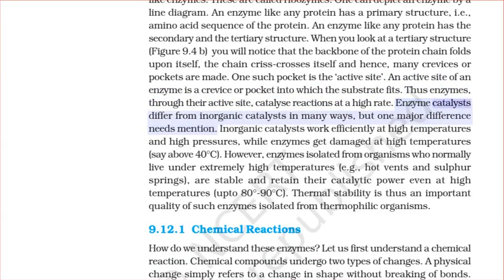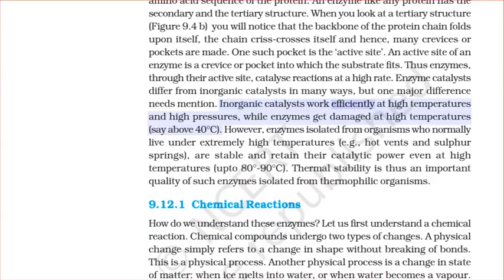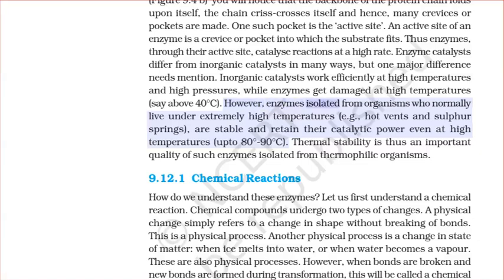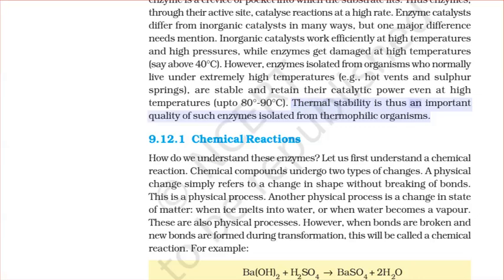Enzyme catalysts differ from inorganic catalysts in many ways, but one major difference needs mention. Inorganic catalysts work efficiently at high temperatures and high pressures, while enzymes get damaged at high temperatures, say above 40 degrees Celsius. However, enzymes isolated from organisms who normally live under extremely high temperatures, e.g., hot vents and sulfur springs, are stable and retain their catalytic power even at high temperatures, up to 80-90 degrees Celsius. Thermal stability is thus an important quality of such enzymes isolated from thermophilic organisms.